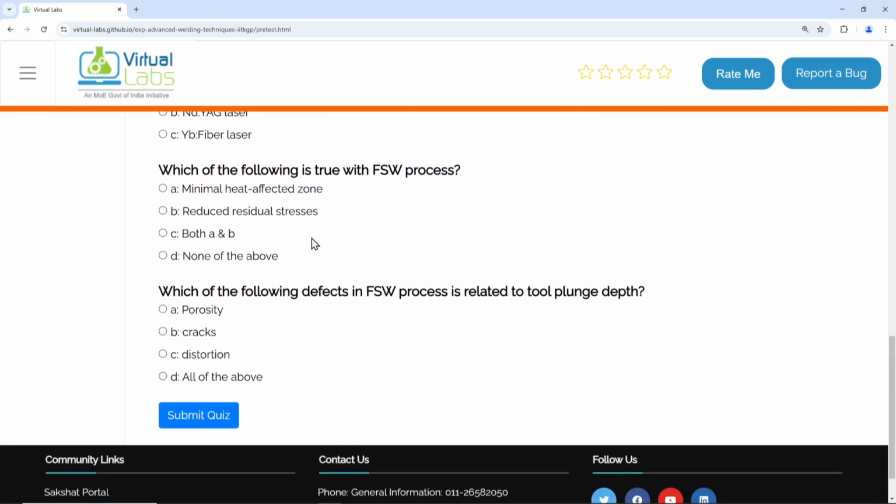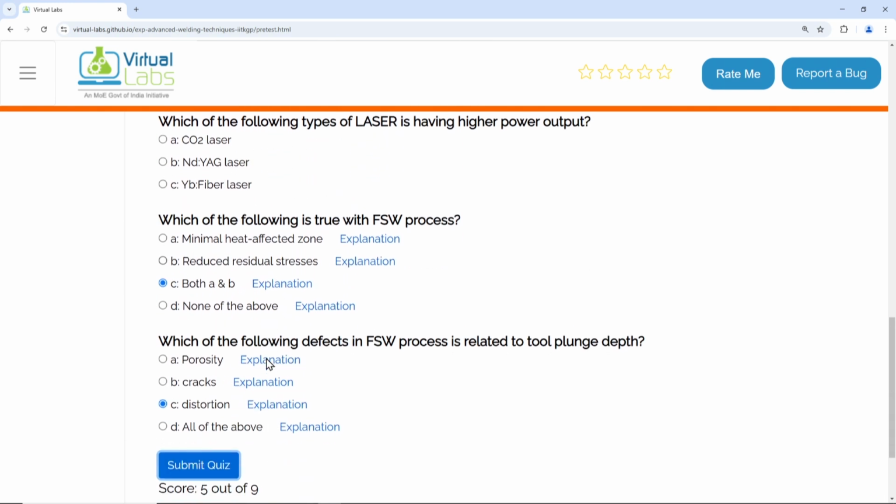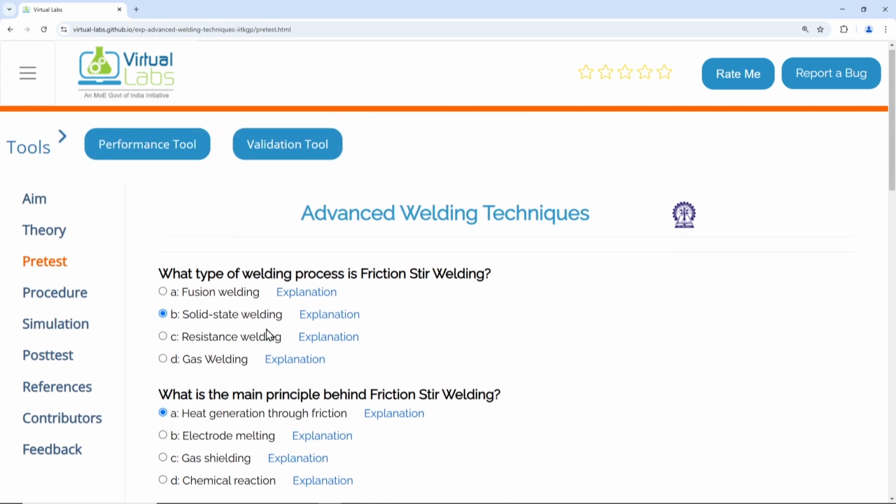Which of the following is true with friction stir welding process? It is having a minimal heat affected zone, it reduces residual stresses, it has both A and B, that is minimum heat affected zone and reduced residual stresses. Which of the following defects in friction stir welding process is related to tool plunge depth? Porosity, cracks, distortion. Distortion is the right answer. So I can submit the quiz, the marks would be less. Whatever questions I have marked are correct regarding friction stir welding.